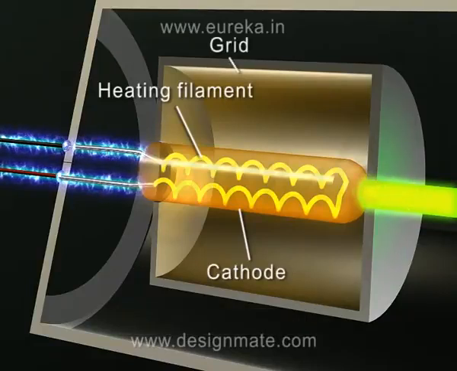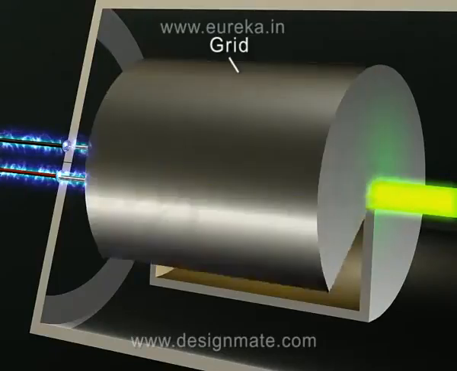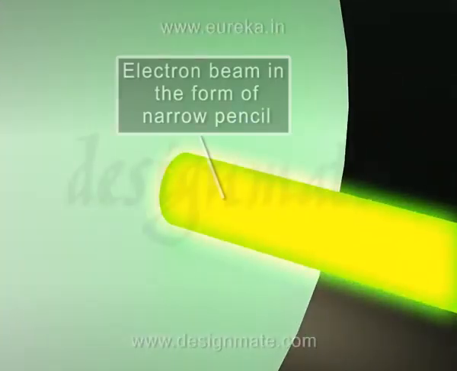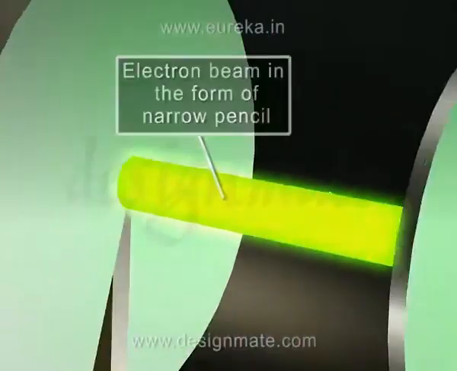Grid. It is a nickel cylinder which encloses the heating filament and the cathode completely. It is maintained at a negative potential with respect to the cathode. As a result, the electron beam converges because of repulsion between electrons and negative potential of the grid. Electrons come out in the form of a fine, narrow pencil.